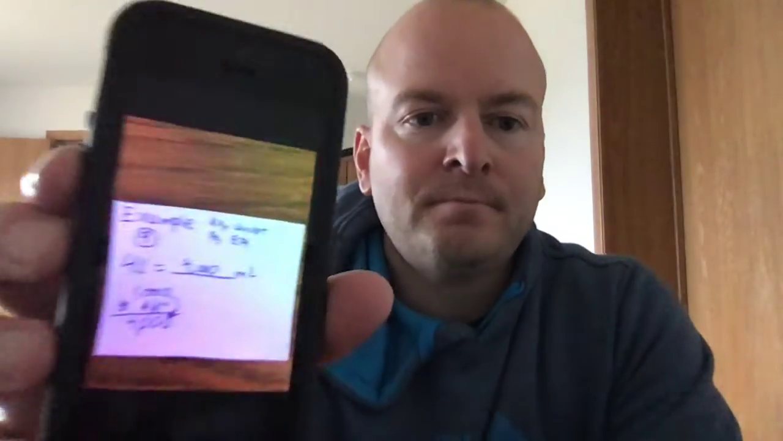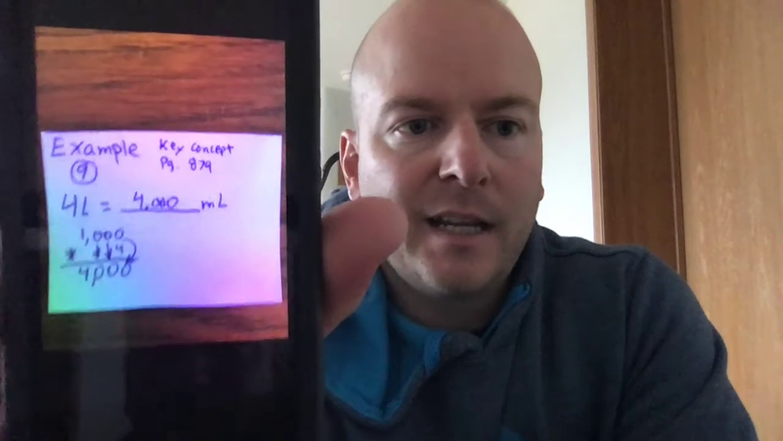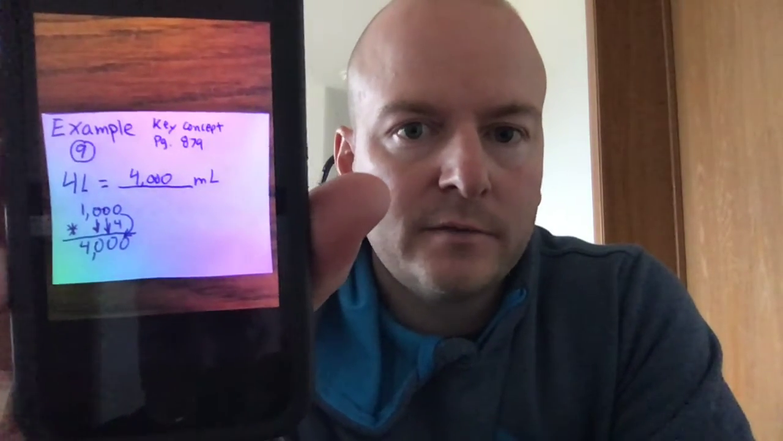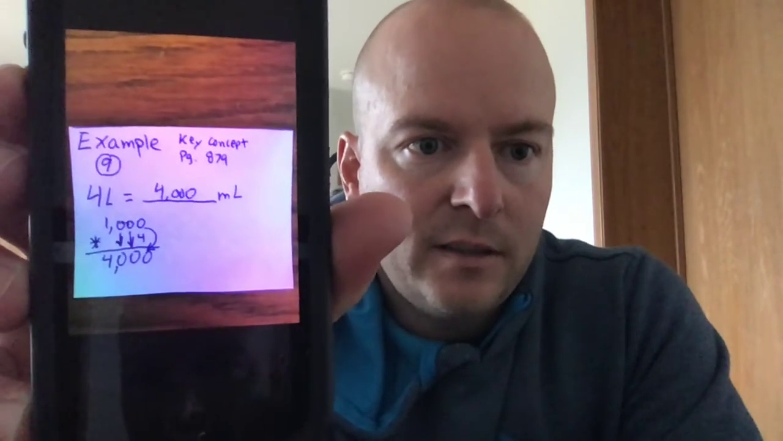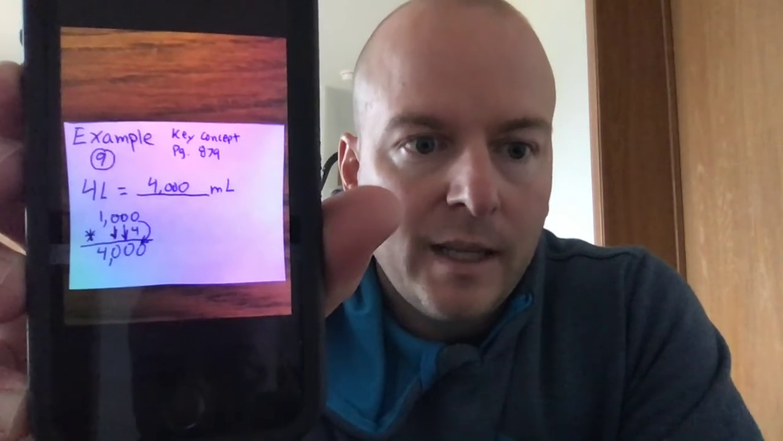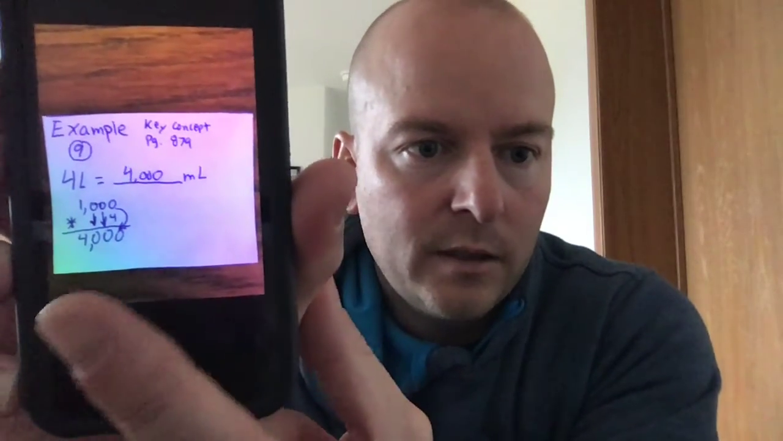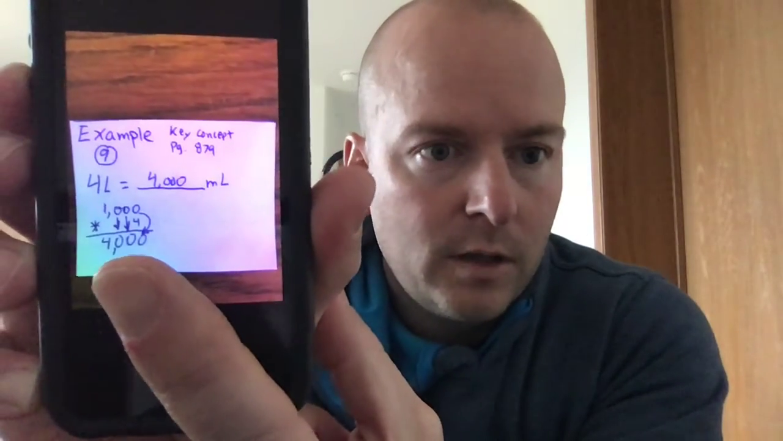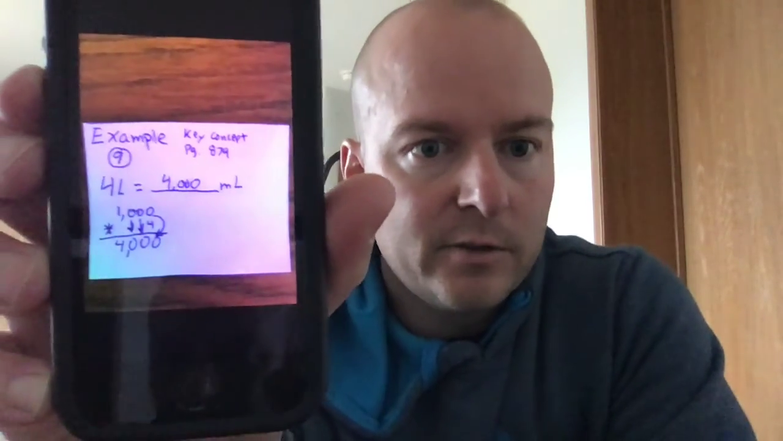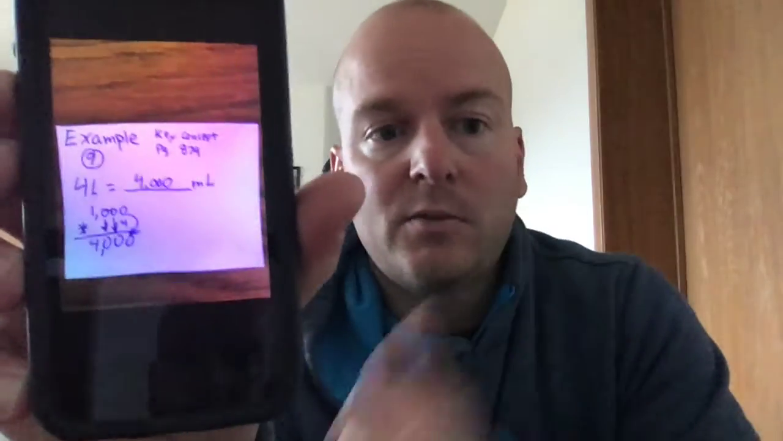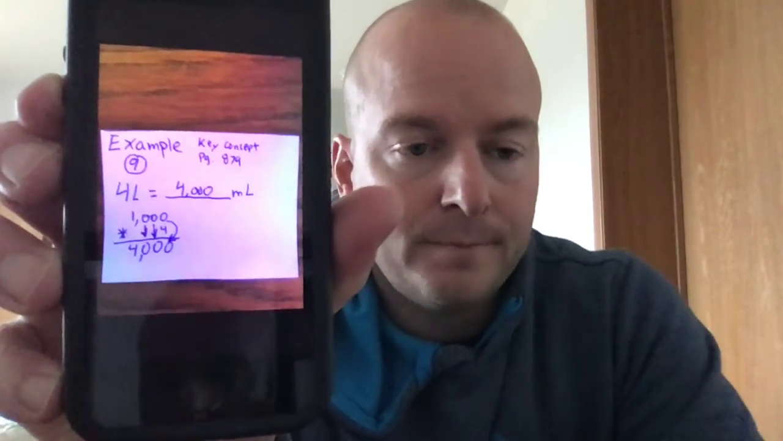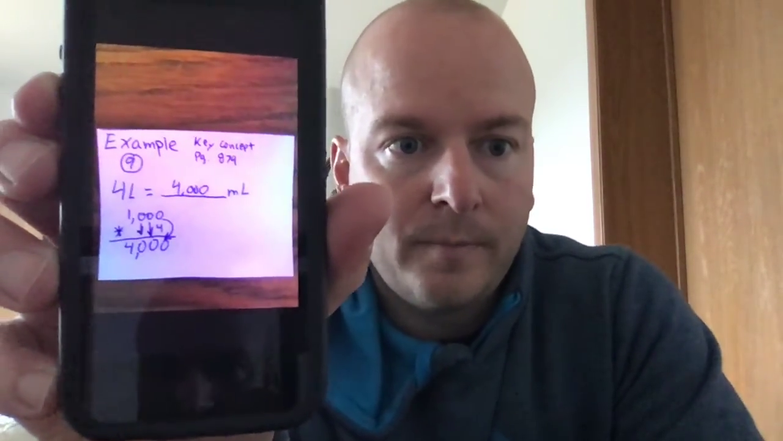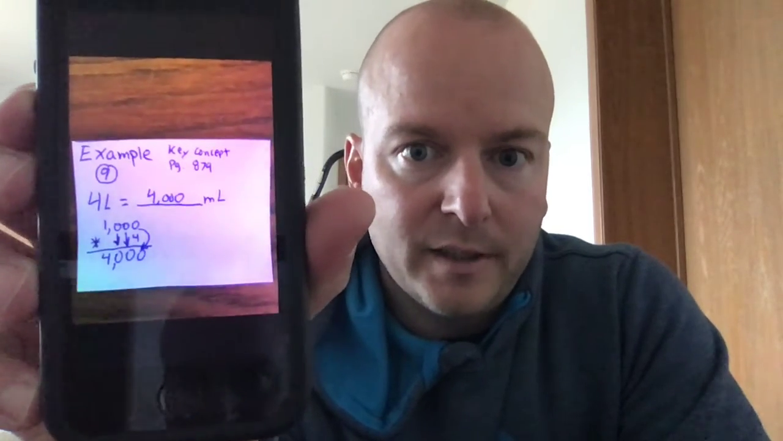Number 9. This one is kind of like number 5. We have 4 liters. How many milliliters is that? Again, you do 1,000 times 4. You can just do 4 times 1, which gives us 4, and then bring down the zeros, and there's 3 zeros. If you just want to think, every liter is 1,000 milliliters, so 1, 2, 3, 4, or again, 1,000 times 4. So 4 liters equals 4,000 milliliters.